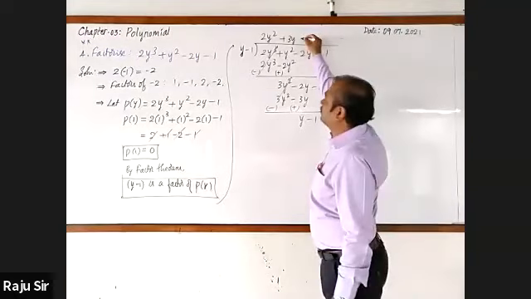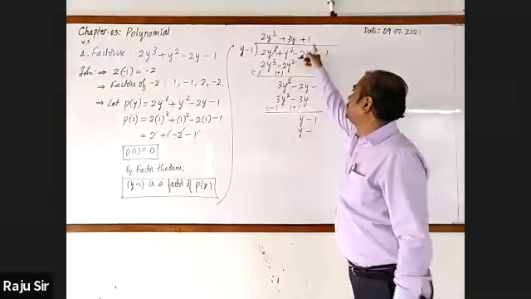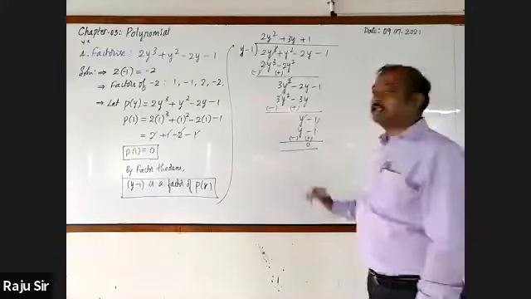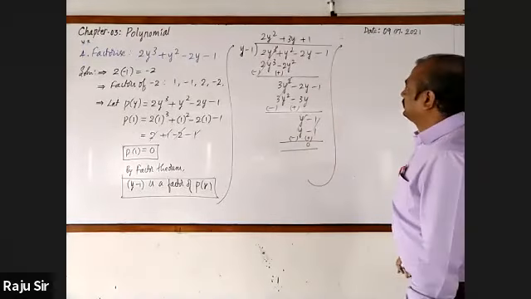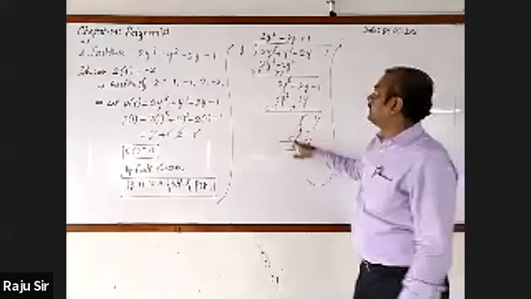Now, what should be in the quotient? Plus 1. 1 into y is y. 1 into minus 1 is minus 1. Change the sign. Both get cancelled. The remainder is 0. Now we got the remainder as 0.